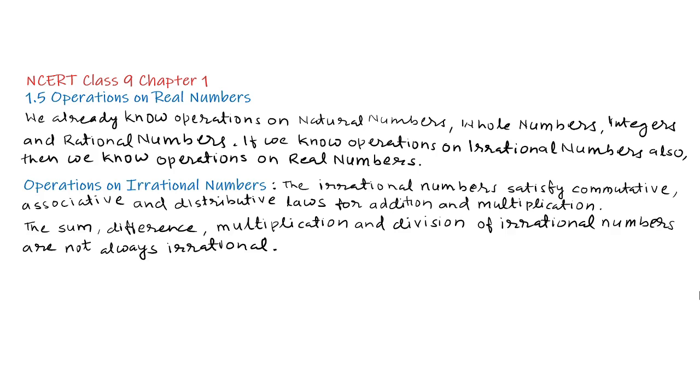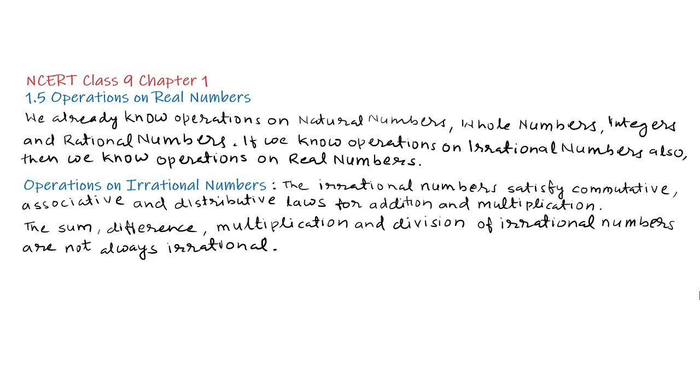Operations on irrational numbers. The irrational numbers satisfy commutative, associative and distributive laws for addition and multiplication. The sum, difference, multiplication and division of irrational numbers are not always irrational, and we can show it by examples.